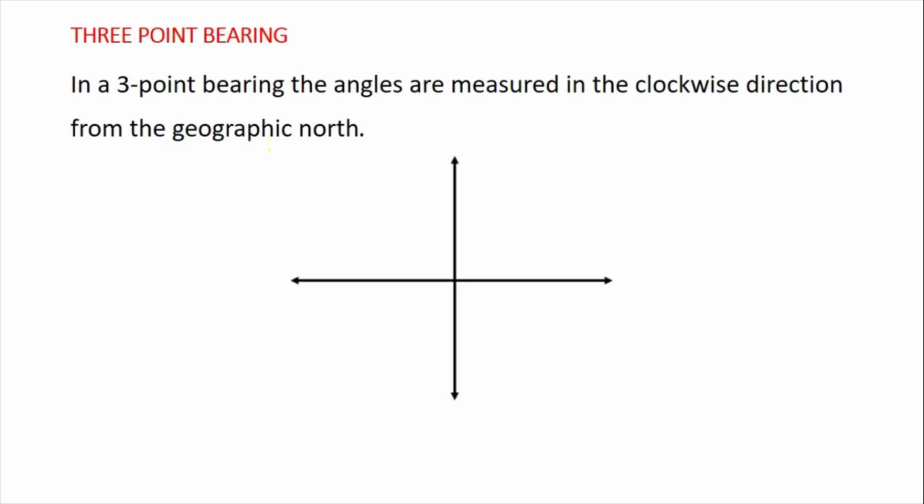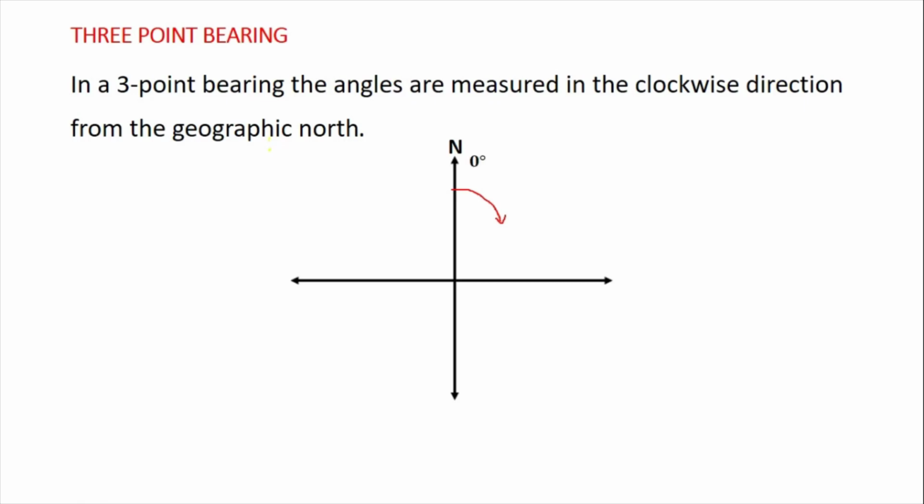Now, we saw from the previous video that when we draw our diagram this way, this point here is the geographic north or the north. For 3-point bearings, the angles are always measured from the north, and they are always measured in the clockwise direction. So for 3-point bearings, the angles are always measured from this north in this direction. So we always measure the angles in clockwise direction from the north.